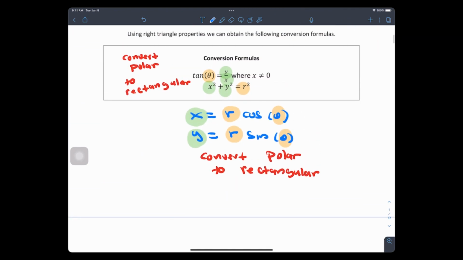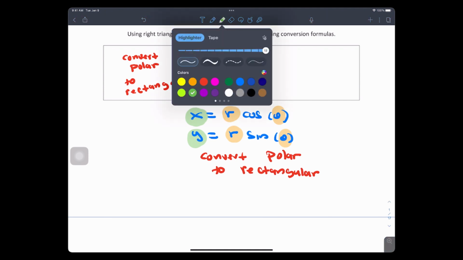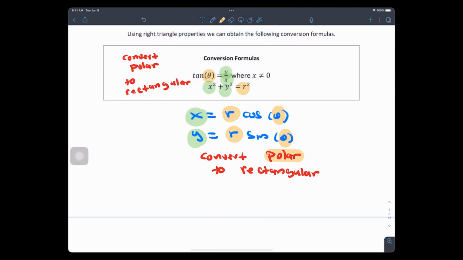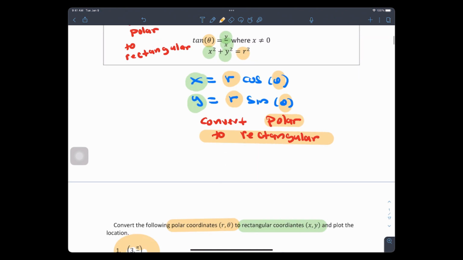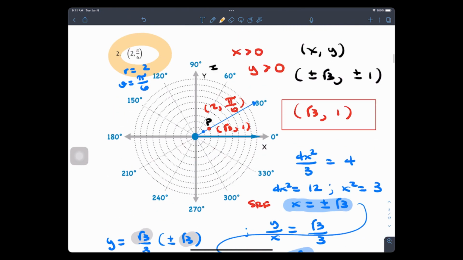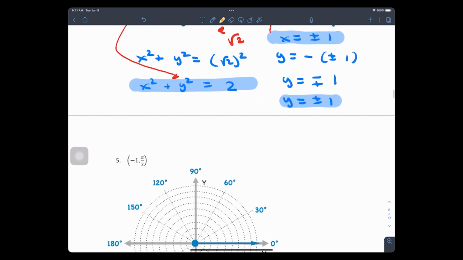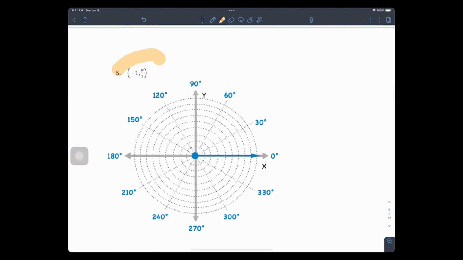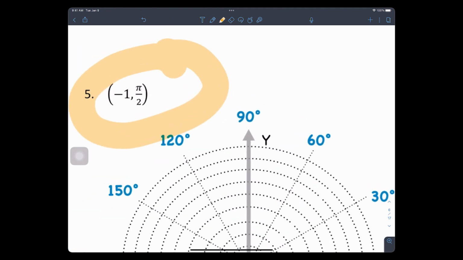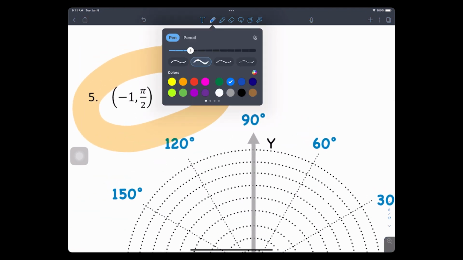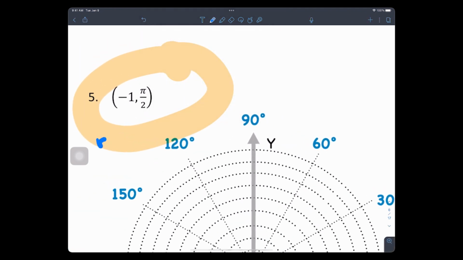Yeah, we're converting polar to rectangular. Let me share with you guys here. Let's go to number 5. These are what here? Isn't that polar?